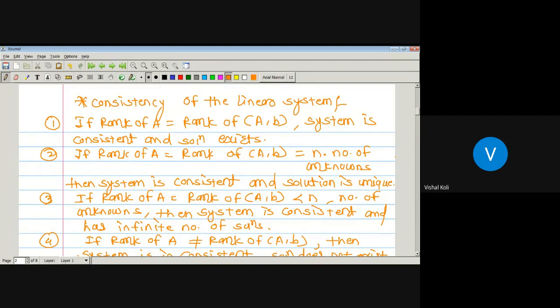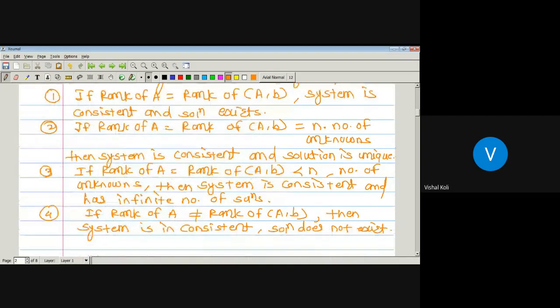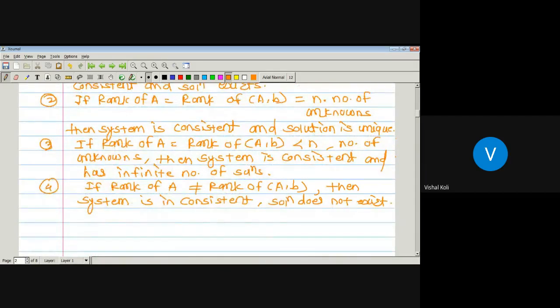And if the rank of A is not equal to the rank of augmented matrix AB, then the system is inconsistent. That means it has no solution. Let us see the example.